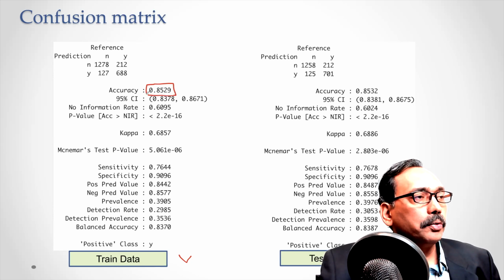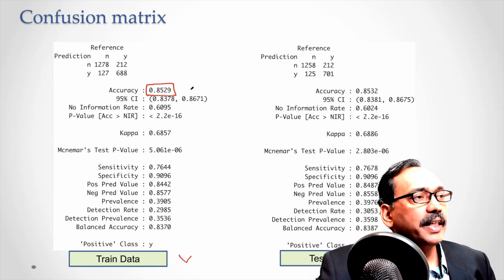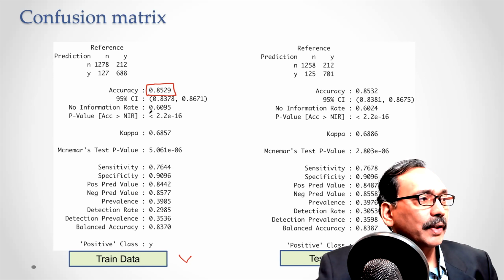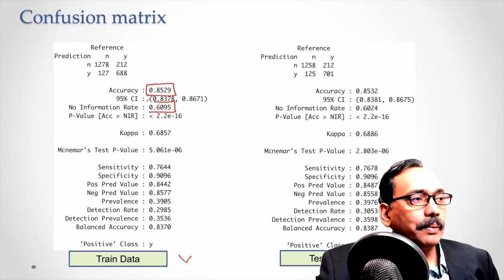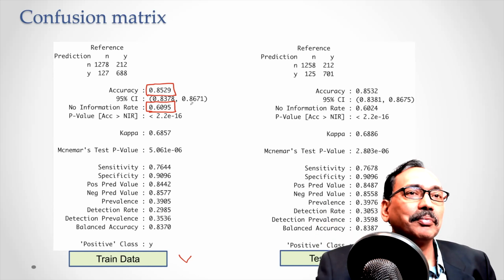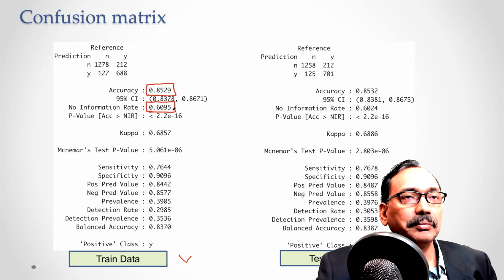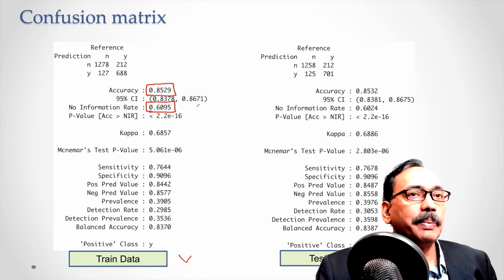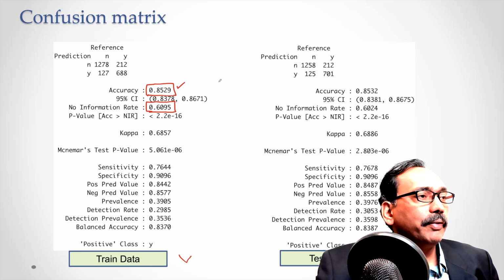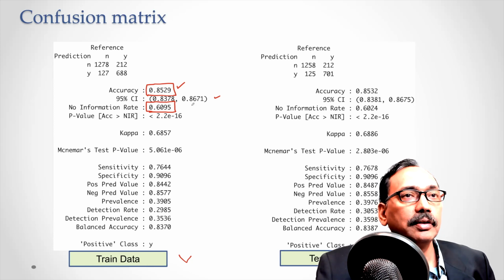So right now we see that in the training data, with the default settings, without doing much, we get an accuracy level of 85.29%, and the no information rate is about 60.95%. So with no model, if you just classify every email as not spam, you will be right 60.95% of the time, because that many emails are actually not spam. So your model definitely is doing better than that, and your 95% confidence interval is outside the no information rate, so that's a good signal.